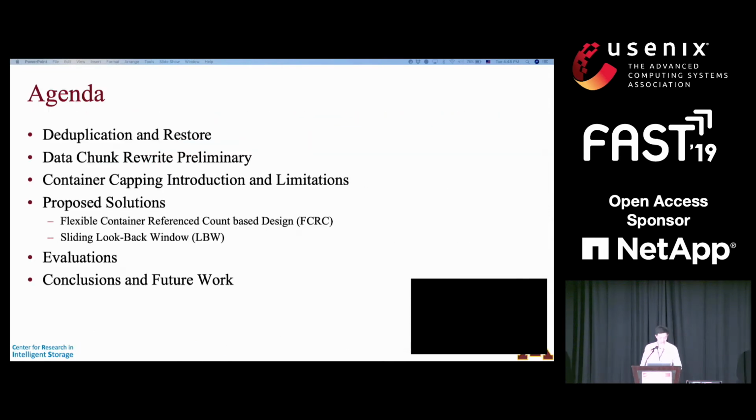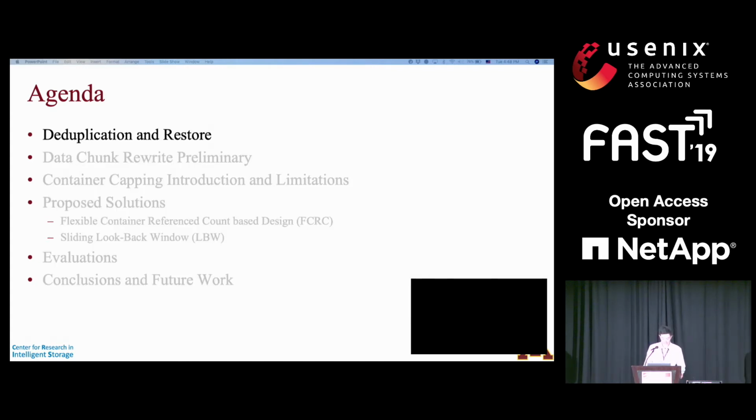I will first introduce dedupe and then go through those topics one by one. So let's look back to the old school things: what is dedupe and restore.